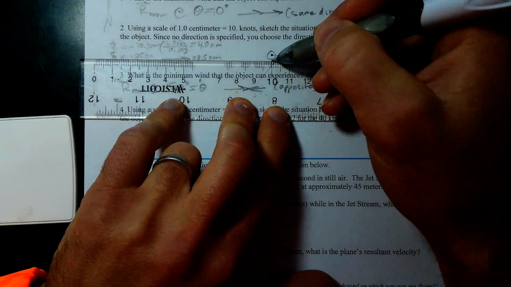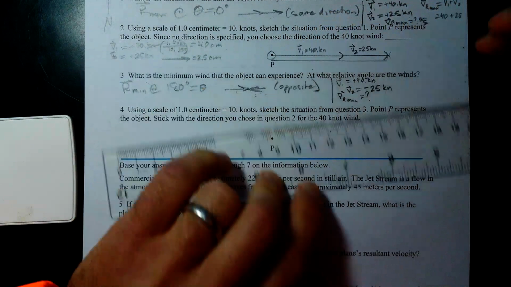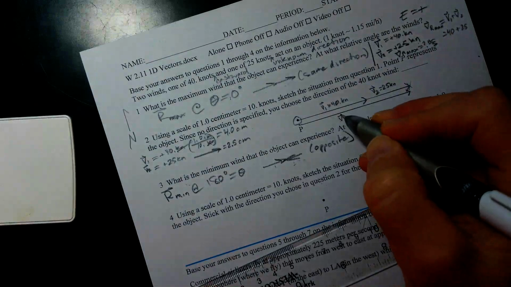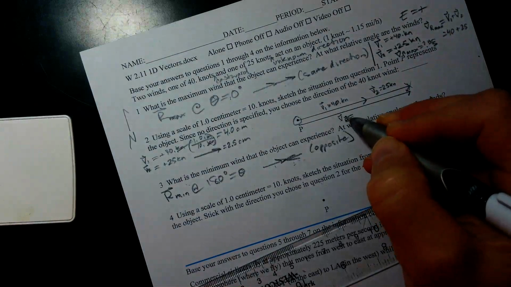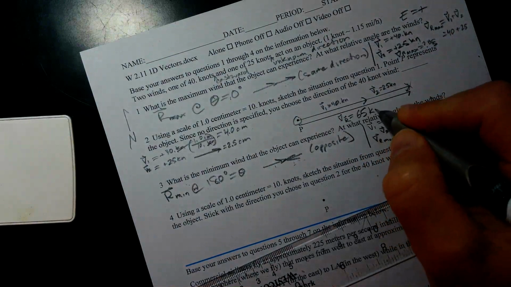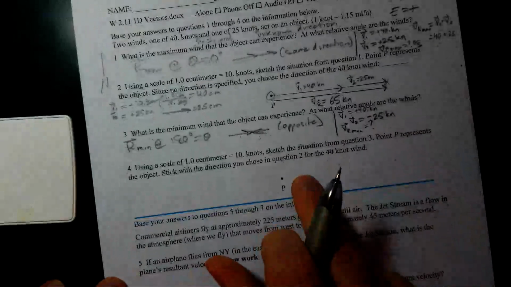So we'll get in here, move over, draw that, arrowhead on it, done. There's my resultant velocity here, which came out to 65 knots. All right, that's the process. You can repeat the same thing down here.